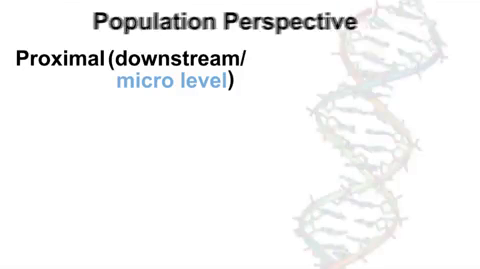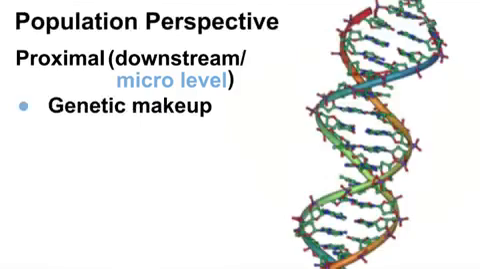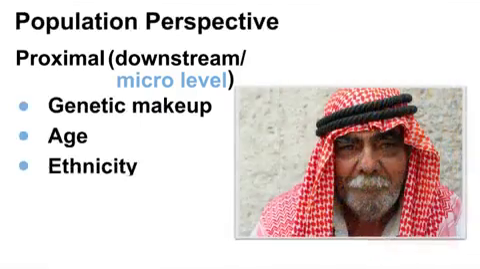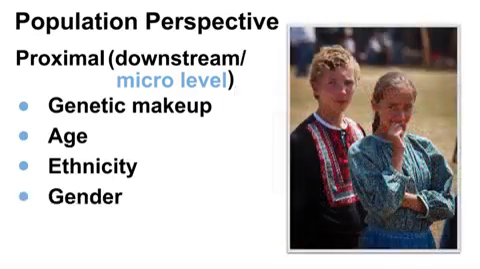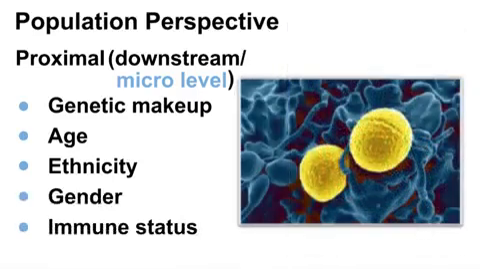Downstream health factors are micro-level factors and include physiological and biological factors such as genetic makeup, age, ethnicity, gender, and immune status. Downstream determinants typically are related to illness and disease. Risk factors that cannot be changed can be used to identify groups of people at increased risk and to develop targeted interventions.